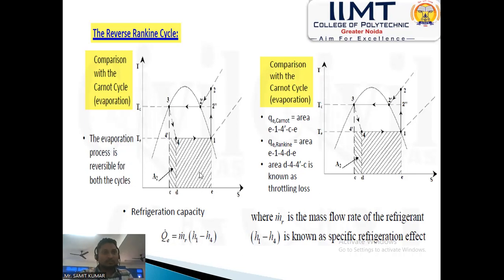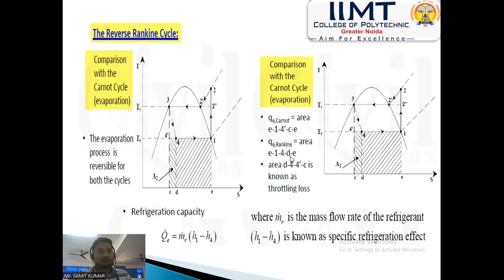Both of these are reversible cycles. But here we see that in the reverse Rankine cycle, the area is less as compared to the Carnot cycle. The rest, the small area 4 dash 4 and CD, is also known as the throttling loss. That is the throttling loss considered in the Carnot cycle.